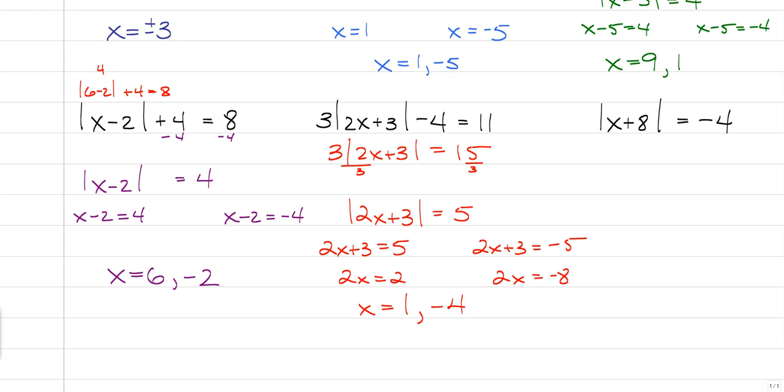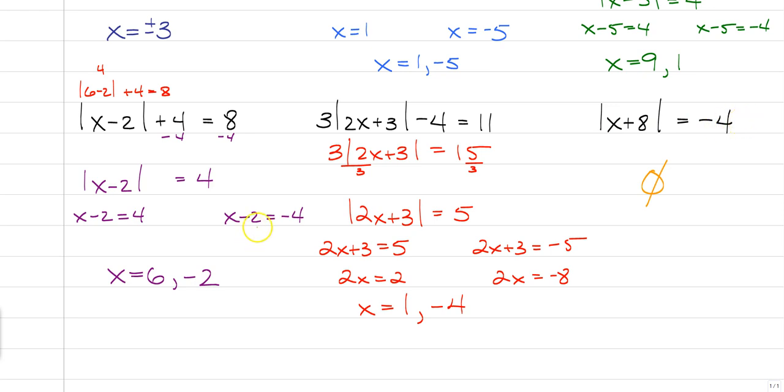And the last one, let's see if you were tricked. The answer to the last one is no solution. And the reason why is absolute value is never going to equal a negative number. Absolute value is always positive or 0. So the absolute value of whatever we put inside here is never going to give us a negative.